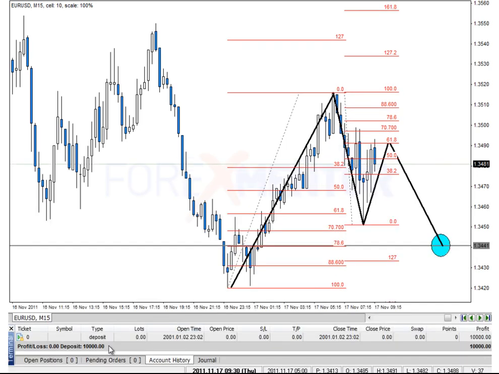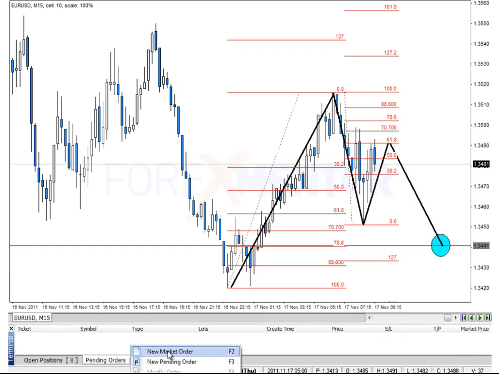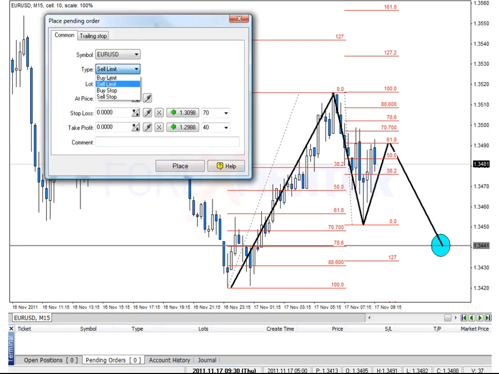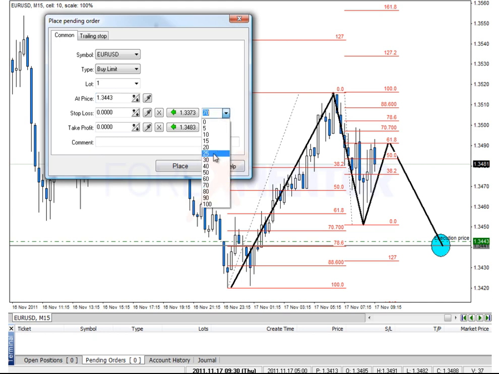So if we go to our orders, pending orders, new pending order, and we want a buy limit, and if we just put this in 34, and I'm going to add the spread, so we'll put 43 plus 1 with a stop loss below. So I'm just going to go around 30 and see where that goes. We can move it up a little bit.